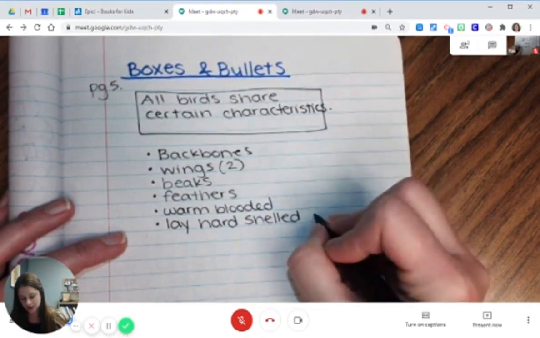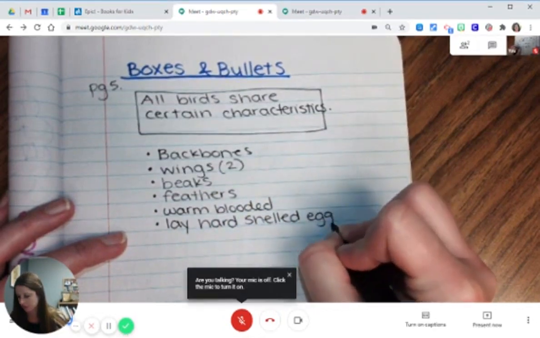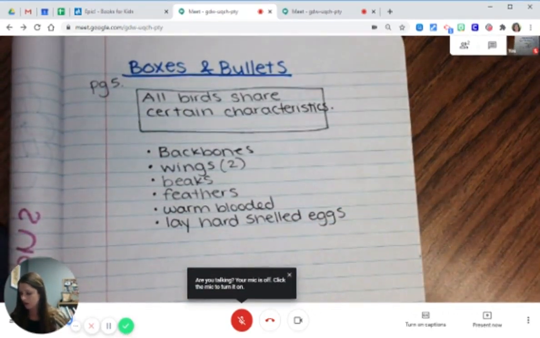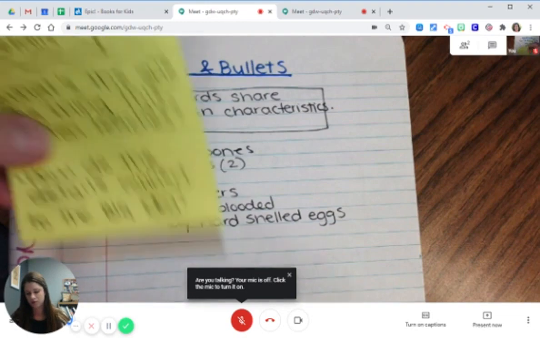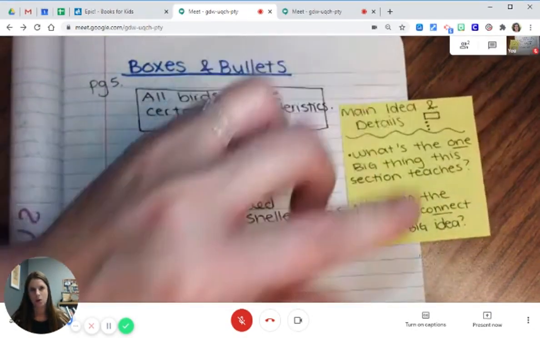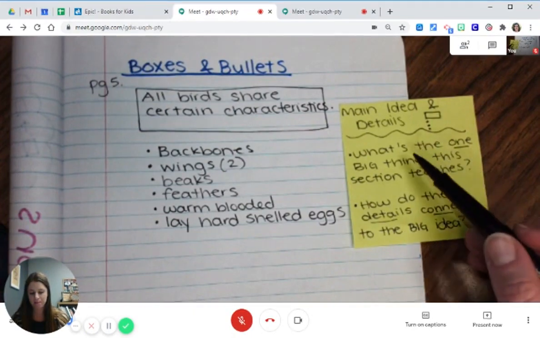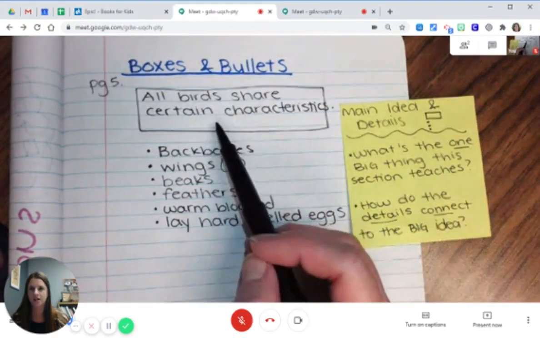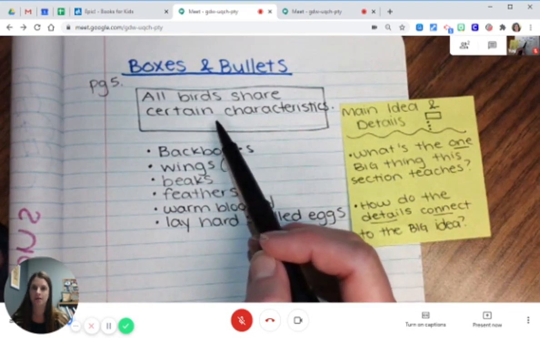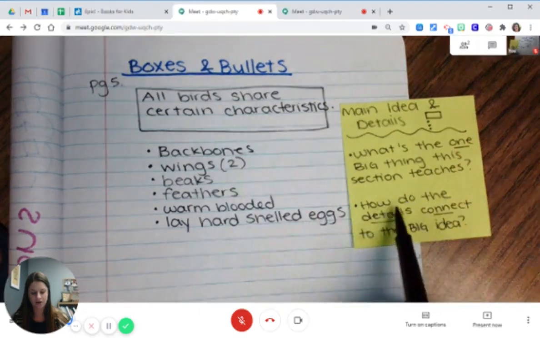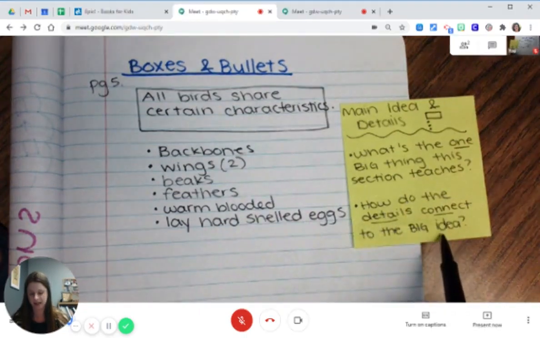So readers, let's check. So what was the one thing that this big section taught us? That one paragraph, that big idea that they wanted us to know was that all birds share certain characteristics. So let's see how the details connect to that big idea.